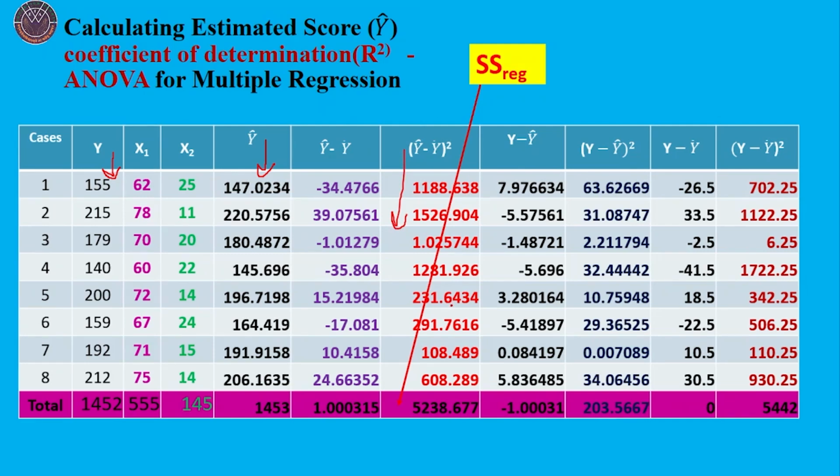And if you sum it, that is the sum of squares of regression. Similarly, the residual values are obtained by the exact value of y for each observation minus the predicted value of y for each observation. So here, suppose for the first value, 155 minus 147.0235, whatever value we have got, we have kept it here.